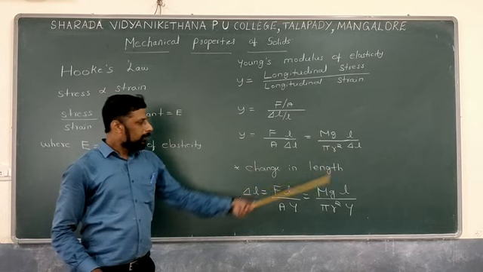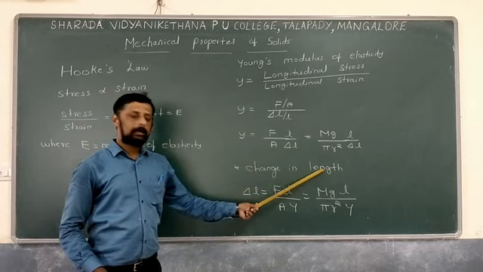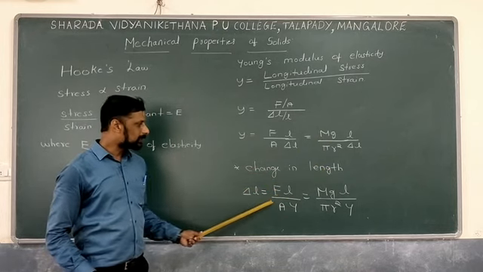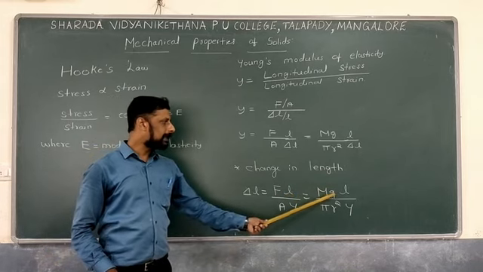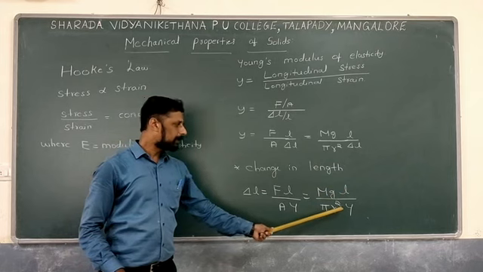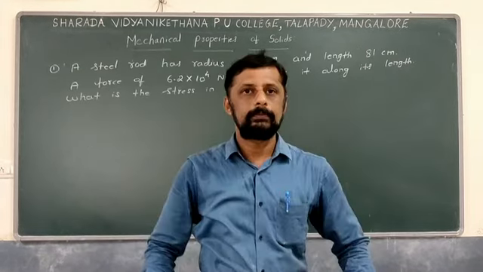By using this formula, the change in length can be calculated as delta L is equal to F into L divided by A into Y, or it can be written as mg into L divided by pi r square into Y.